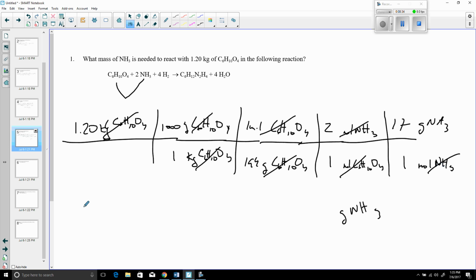And plug this in your calculator. 1.2 times 1,000 times 2 times 17, and we can divide that by 194 if that's what I wrote, and you get something like 210 grams, 210.3 grams of NH3.